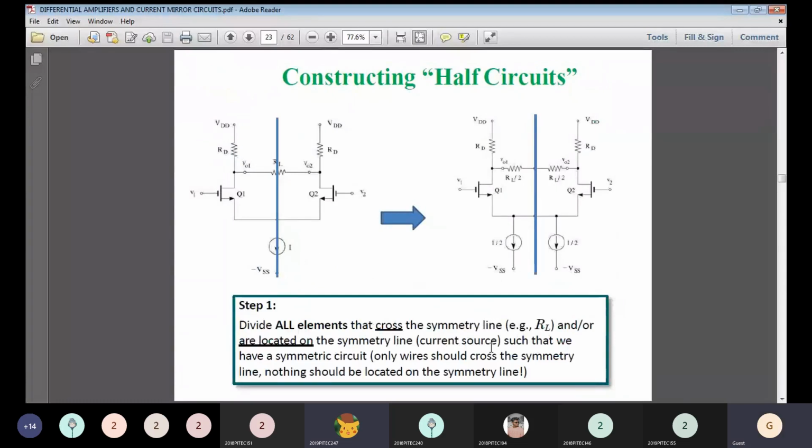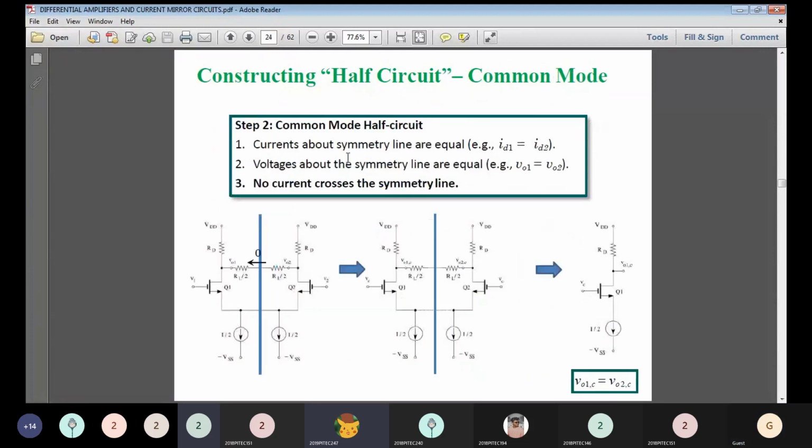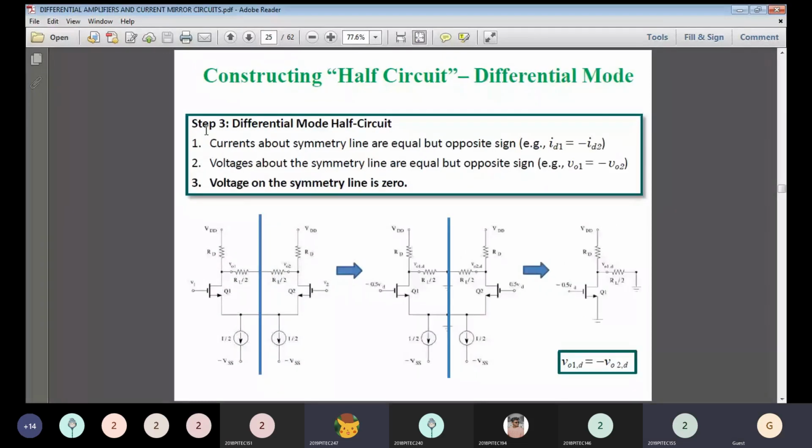These are all the steps, a procedure, for converting the original basic diagram into a half circuit. That is constructing the half circuit. How to construct this half circuit? It is a step by step procedure. Here it is given, and this one we already discussed. See, these are all the steps. This is the step for the common mode half circuit.